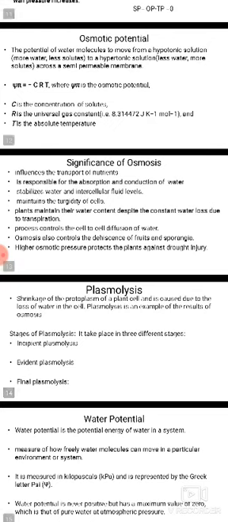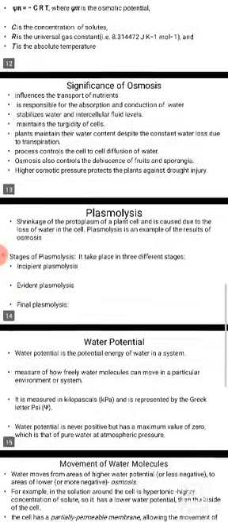Significance of osmosis. It influences the transport of nutrients. It is responsible for absorption and conduction of water, stabilizes the water and intercellular fluid level, and maintains the turgidity of cells. Plants maintain their water content despite the constant water loss due to transpiration. The process controls the cell-to-cell diffusion of water. Osmosis also controls dehiscence of fruits and sporangia. Higher osmotic pressure protects the plants against drought injury.